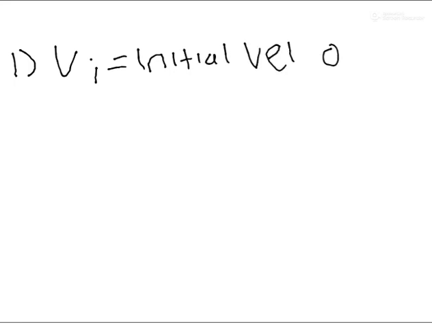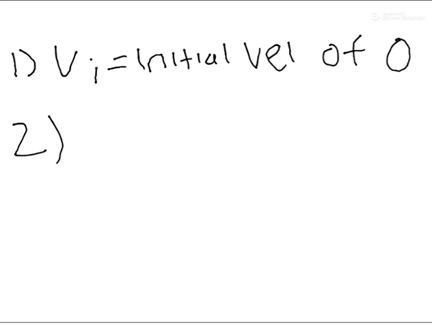So the first one is, there's four we're going to be talking about. Unless thrown, the object has an initial velocity, or VI, of 0. So unless it's thrown, the object will have an initial velocity of 0, unless it's projected in some way.